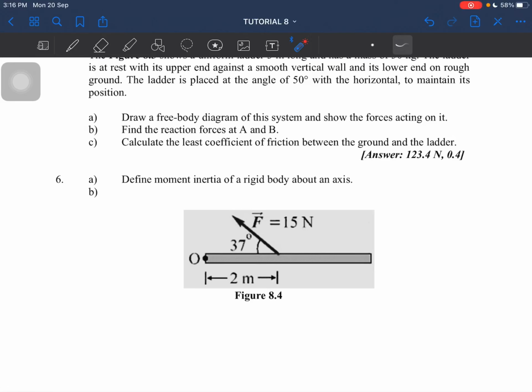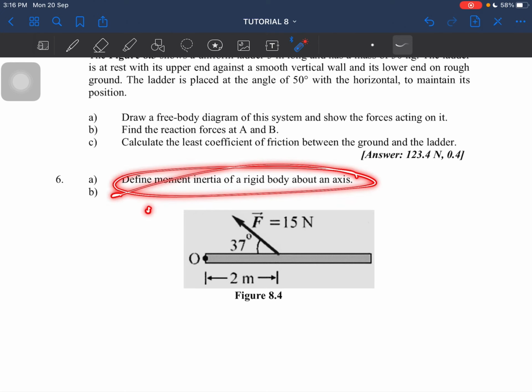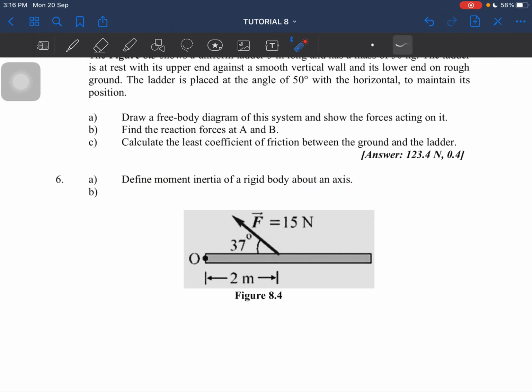Right, question 6a: define moment of inertia of a rigid body about an axis. You can refer to that in our lecture notes. It's basically total I equals sum of m_i r_i squared. Explain this in sentences. Then we have been given this diagram.